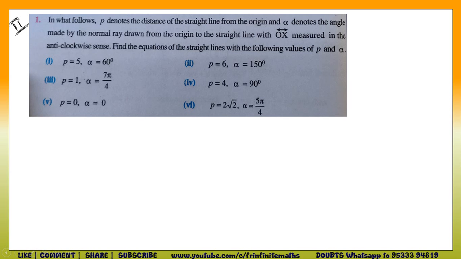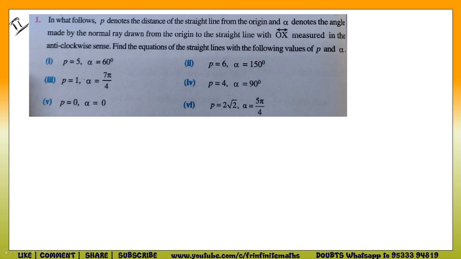In this first question, in what follows, P denotes the distance of the straight line from the origin and alpha denotes the angle made by the normal ray drawn from the origin to the straight line with the OX, measured in the anti-clockwise sense. So find the equations of the straight line with the following values of P and alpha.